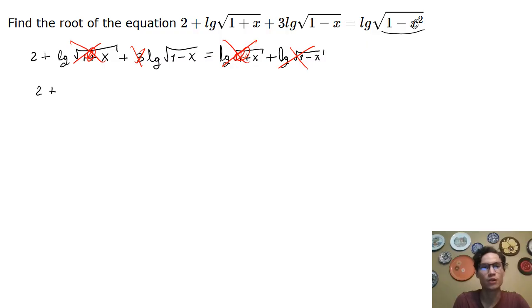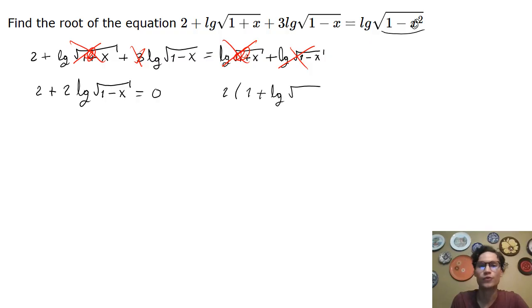We got 2 plus 2 times logarithm of the square root of 1 minus x, and this is equal to 0. The next step we can do on this problem is to extract 2 as a common factor, and this will remain 1, and we put that on the right side of the equation. So 2 multiplying 1 plus logarithm of the square root of 1 minus x, close the parenthesis, equal to 0.